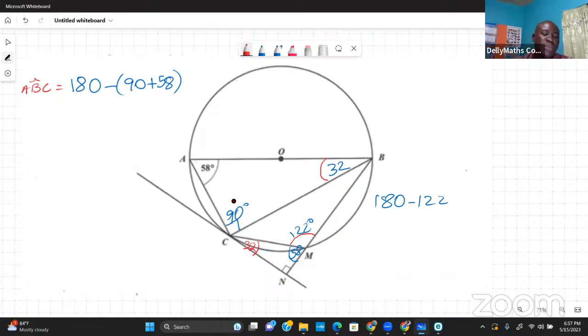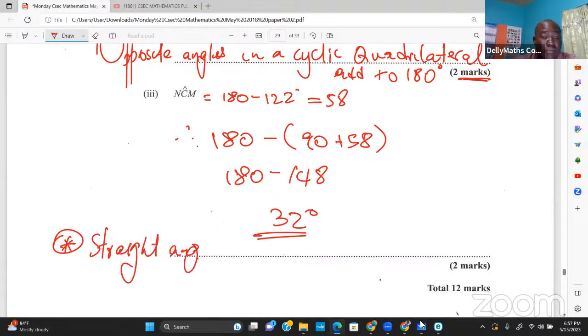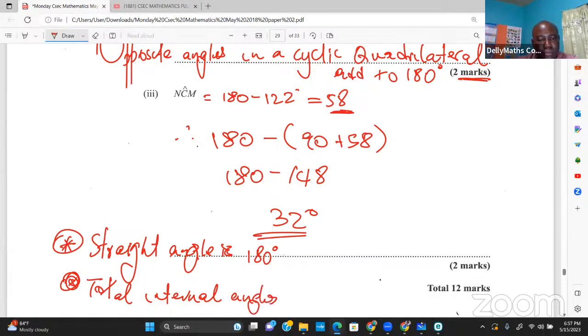I mean, there are two things that we use. It's up to you to write the one that you think worked for you. So you could have said, the first thing that really helped me was a straight angle. A straight angle is 180. That gave me the 58. Another thing that could have helped you was that the total internal angles of a triangle is 180 degrees. That also helped you.